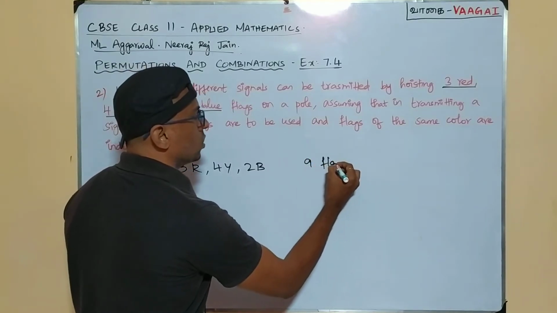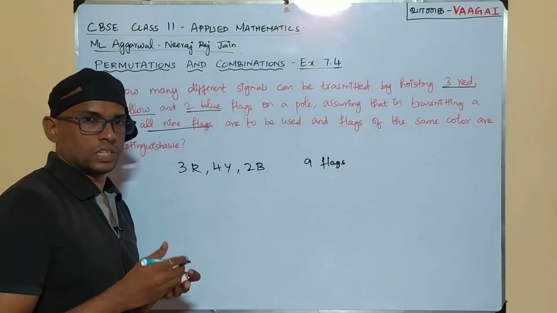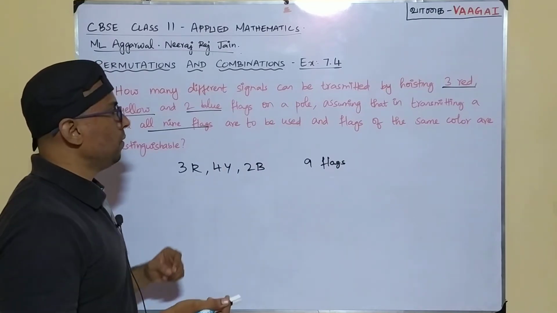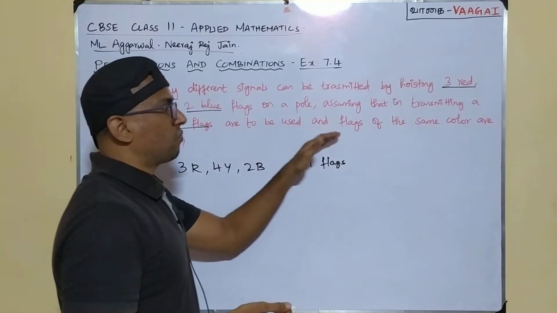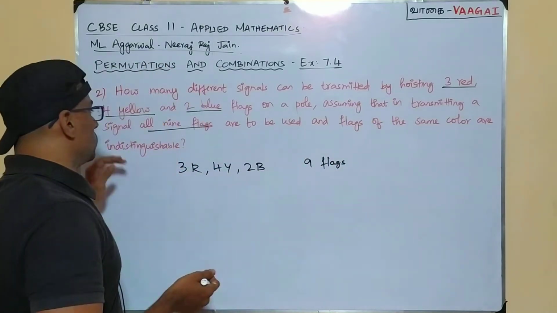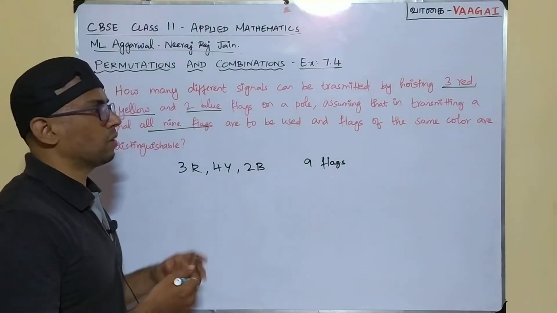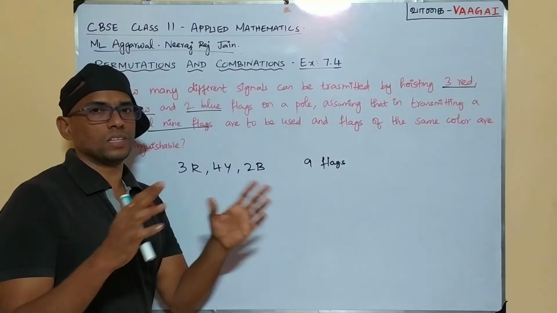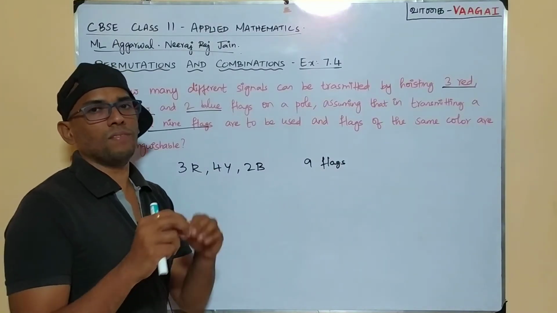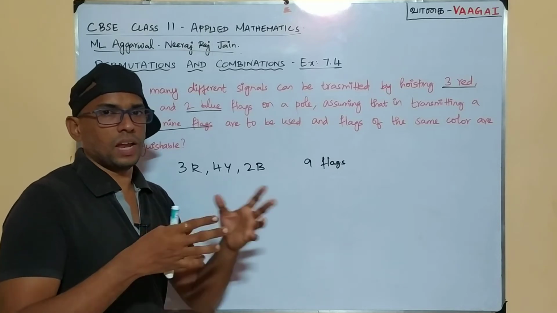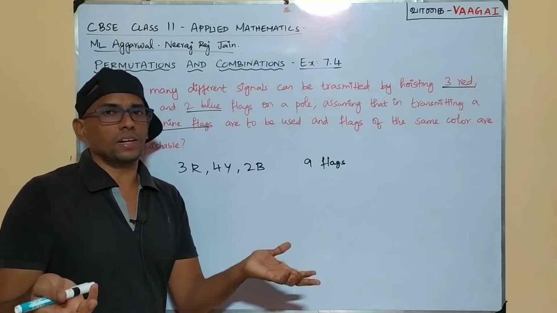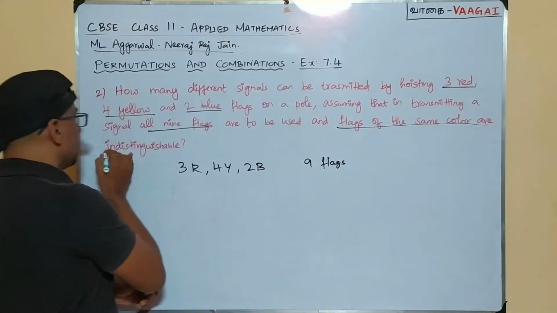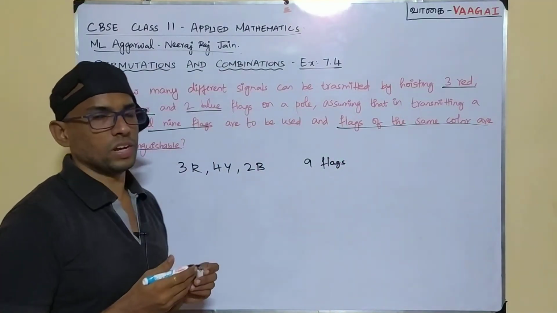So when you transmit a signal, all the 9 flags should be used. This is the condition given. And flags of the same color are indistinguishable. So the same condition as in the previous question, here also we have the color distinction. We don't have any distinction in the colors. I mean, same colors are identical. That is the meaning they are trying to convey here. Flags of the same color are indistinguishable.